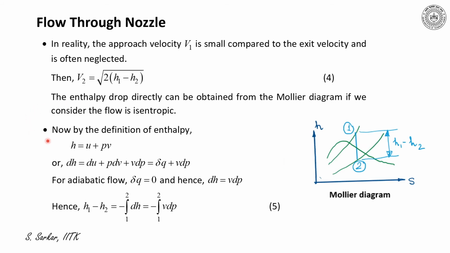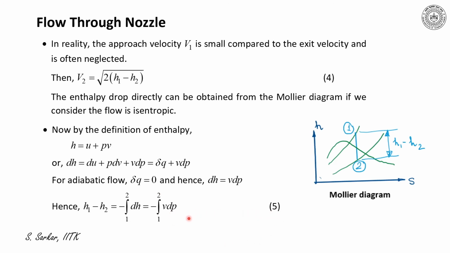Otherwise, from the definition of enthalpy, we can write h is equal to u plus P into v, thus dh is equal to du plus P into dv plus v into dP. du plus P into dv can be represented as del Q, thus dh is equal to del Q plus v into dP. Now for adiabatic flow, del Q is equal to 0, thus we get dh is equal to v into dP. Hence, after integrating, I can write h1 minus h2 is equal to minus integral 1 to 2 dh is equal to minus integral 1 to 2 v into dP, which is equation number 5.